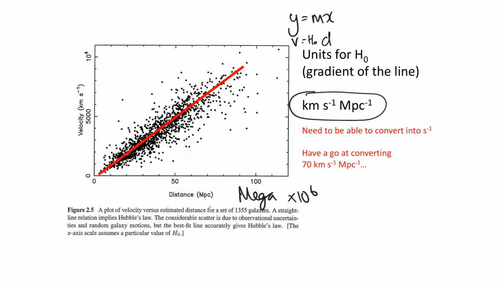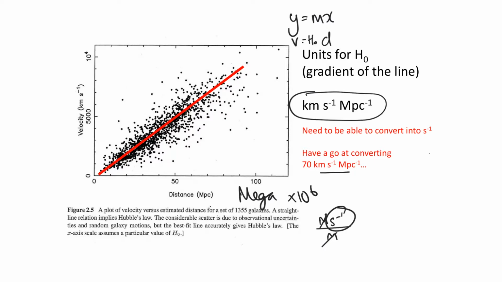A skill that you need to be able to do for your exam is to convert all of this into per second. So what I'd like you to do, please, is have a go at converting 70 kilometres per second per megaparsec into just the unit of per second. You've got a speed or a velocity divided by a distance, so you'll be familiar with the units. It would normally be metres per second divided by metres, so we're looking for a unit of s to the minus 1.